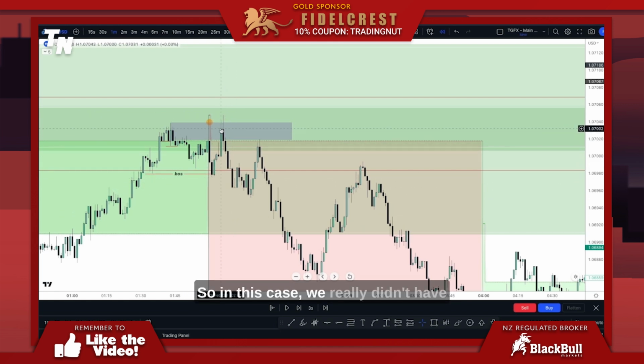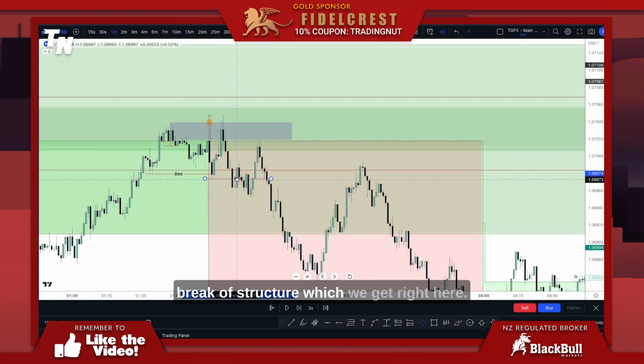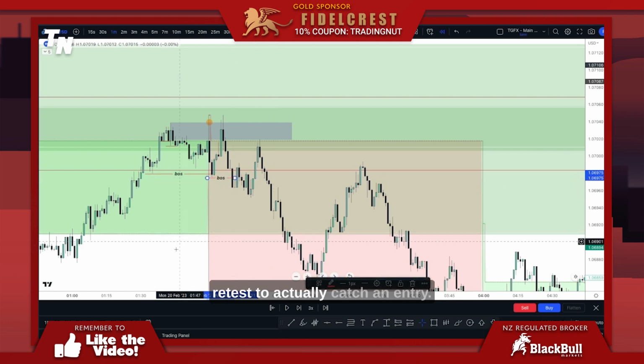So in this case, we really didn't have any entries to take the sell trade because price impulsed past our previous high so quickly. So instead, what we'd be waiting for is another break of structure, which we get right here. And now we can look for a retest to actually catch an entry.